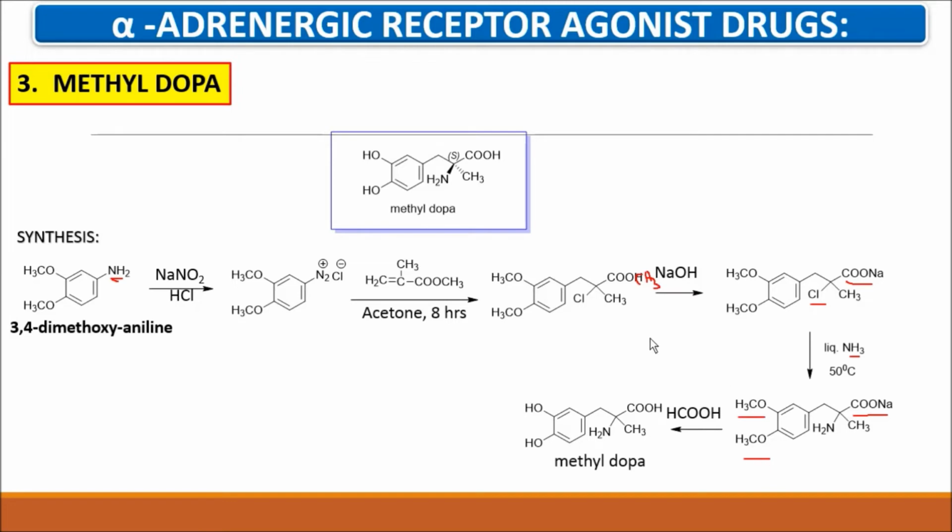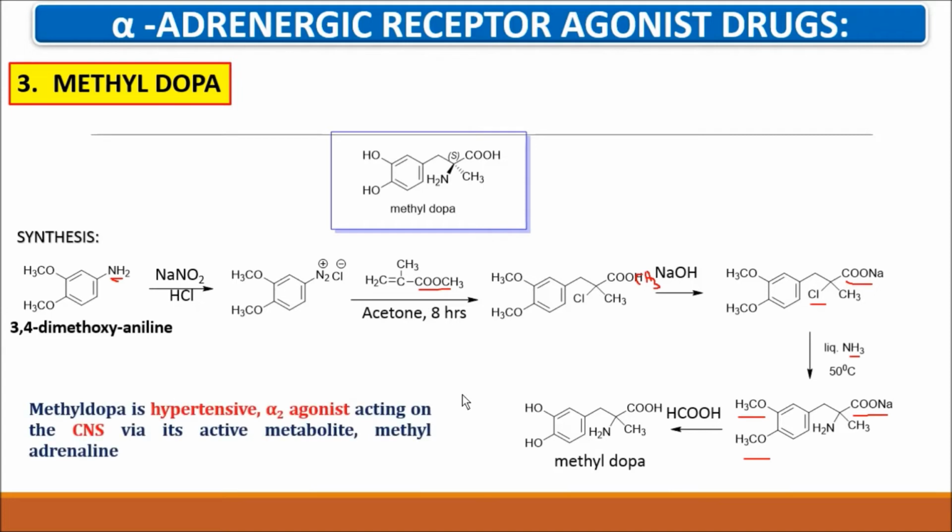Remember friends, here this is not hydrogen, this is a CH3 group, because here we have the ester. Next, what is the use of this methyl dopa? Methyl dopa is used for the treatment of hypertension. It interacts with the alpha 2 receptor and acts on the CNS, central nervous system, via the active metabolite, that is methyl adrenaline. Friends, so these three drugs are used as alpha adrenergic receptor agonist drugs.